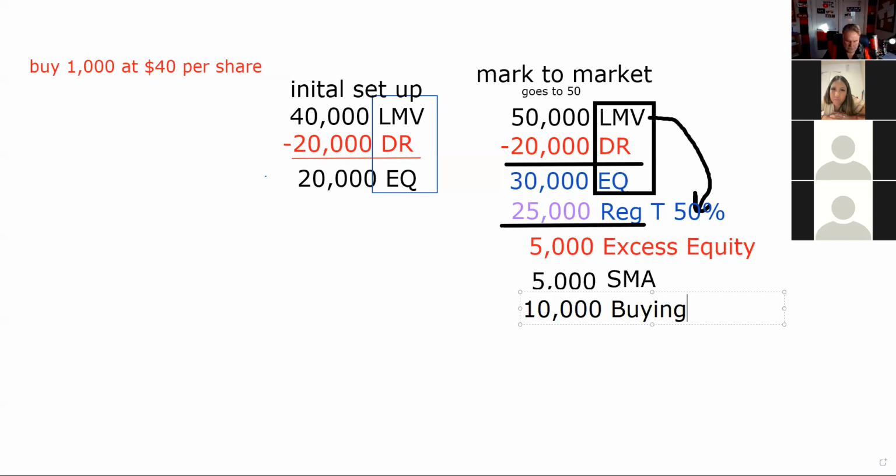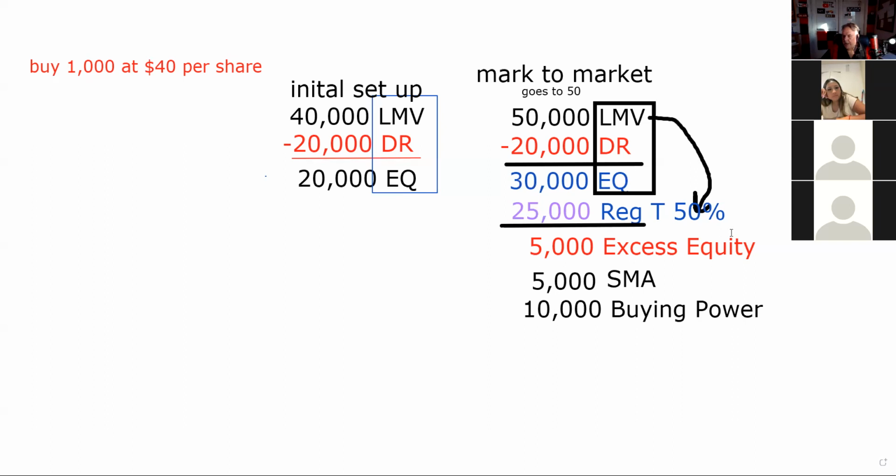And so the question is, what makes your SMA go up? It's when the market moves in your favor, right? So not understanding how to get the SMA. The SMA is a function of marking to market. So you mark to market, and that's where that excess equity comes from. What increases it and decreases it? Well, it doesn't go down.